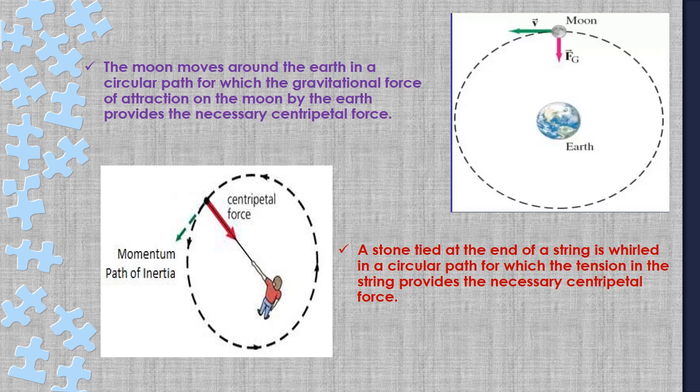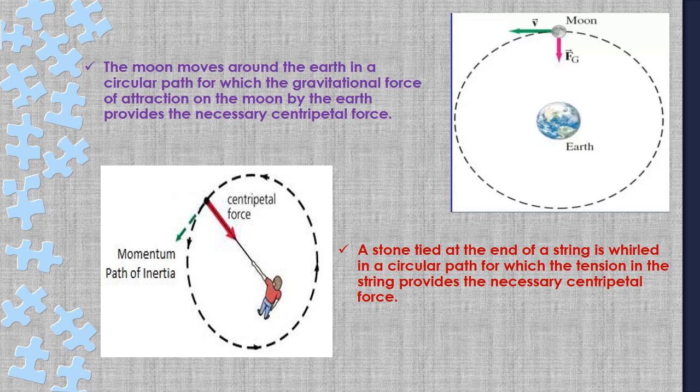Example 3. The moon moves around the Earth in a circular path for which the gravitational force of attraction on the moon by the Earth provides the necessary centripetal force. So here, the moon revolves around the Earth again due to the gravitational force of attraction of the Earth, by which it attracts the moon towards its center. So this force of gravitation provides the necessary centripetal force, due to which the moon keeps on revolving around the Earth.